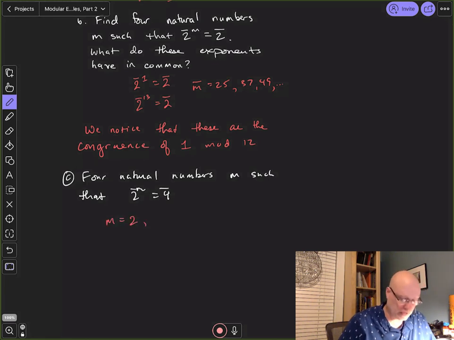And then 12 more than that would be 14, and then 26, and 38, dot, dot, dot. Or another way to say it is that m is 2 in mod 12.